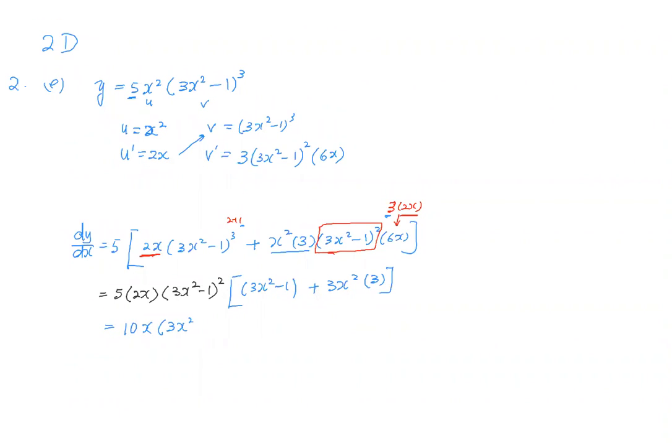Factorization is just an observation, okay? You observe, then you take out, then you simplify here. 3x squared minus 1 plus 9x squared. So it becomes 3 plus 9 is 12. So in this case, there are 3 stationary points. There are 4 stationary points for this one.